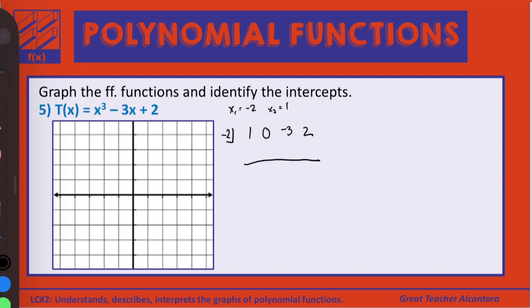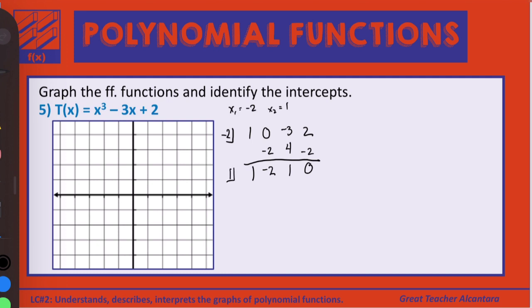So put the line here, bring down 1. 1 times -2 is -2. 0 minus 2 is -2. -2 times -2 is 4. -3 plus 4 is 1. 1 times -2 is -2. This will be 0. And once again, I think you can factor this already if you want to. We'll show that later. But now if you want to continue, let's use 1 instead.